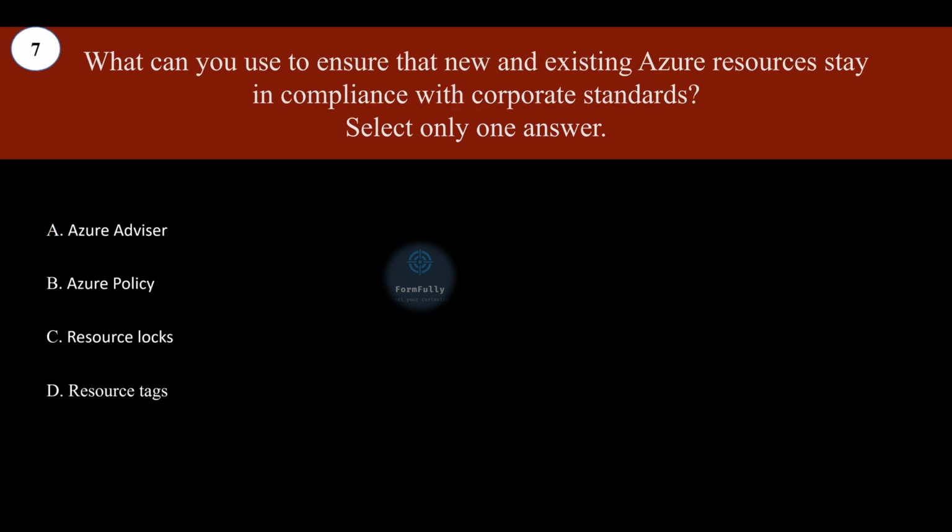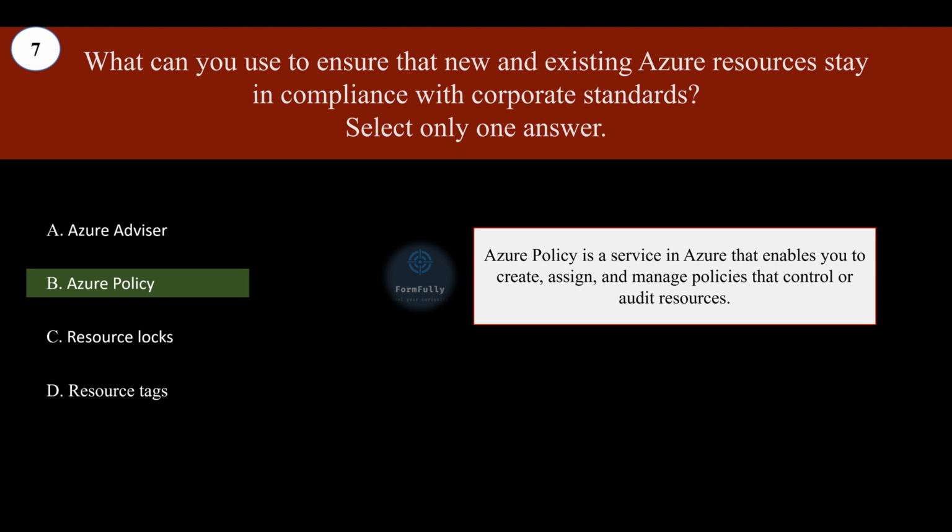Question 7. What can you use to ensure that new and existing Azure resources stay in compliance with corporate standards? Select only one answer. Options are Azure Advisor, Azure Policy, Resource Logs, or Resource Tag. And the correct option is Azure Policy.